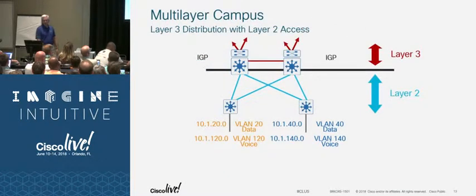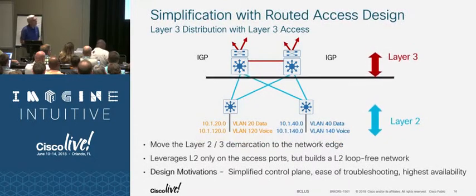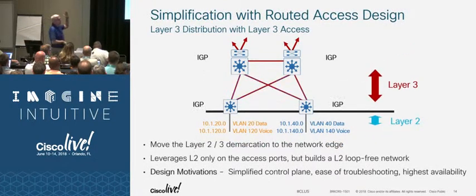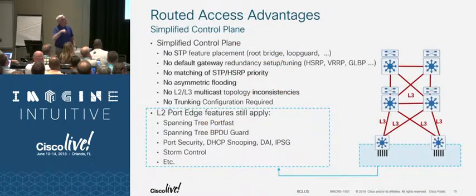So I've already mentioned the multi-layer campus design and how this changes when we go to the routed access design. We push that layer 3 boundary all the way to the edge, and this is the foundation that we're going to build our SD Access network on. So I'm going to take this physical network. It's going to be a routed access network. It's a well-known, well-understood thing, and it gives us a lot of advantages.